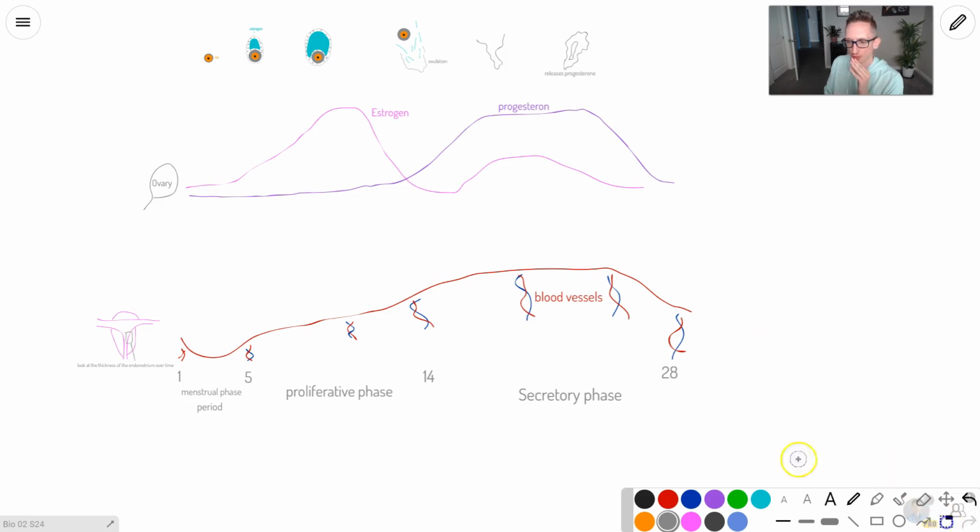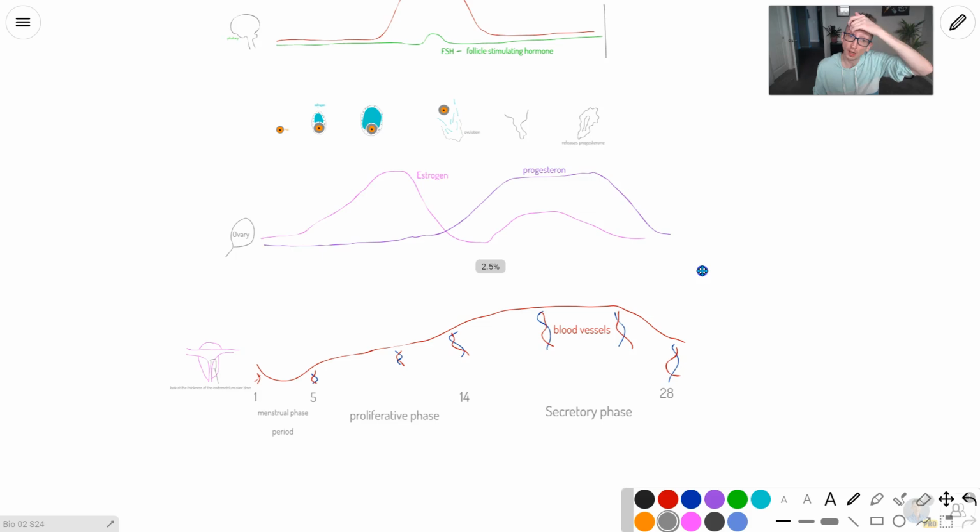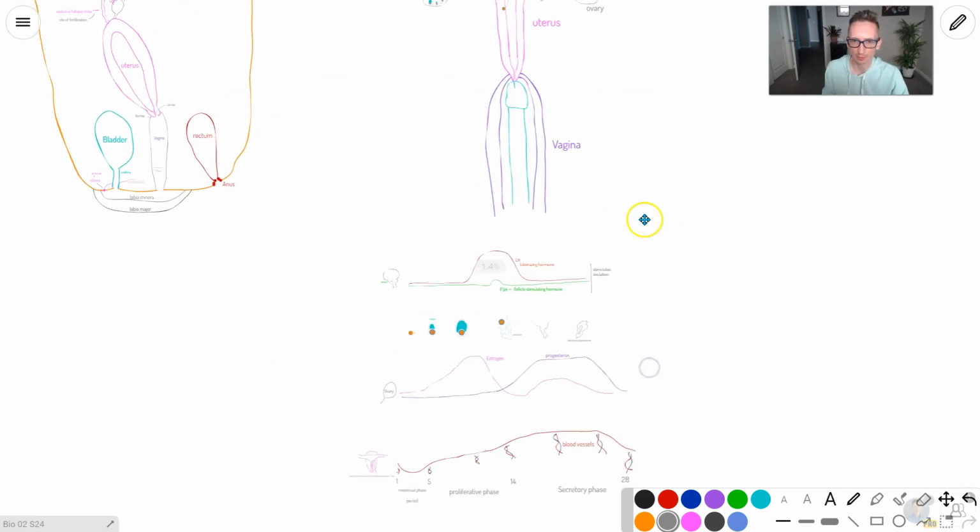I think that's all I'm going to talk about, because I'm going to talk about contraception in the next one. Yeah, I keep thinking about contraception methods and all that, so I'll save that for the next one. Yeah, that's the ovulation and menstrual cycle.